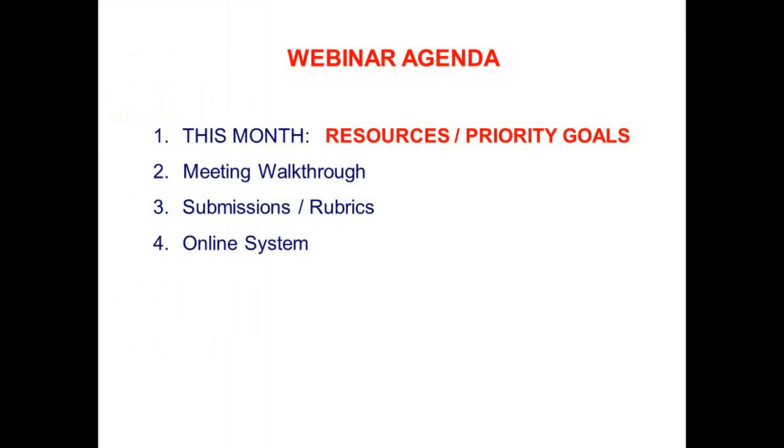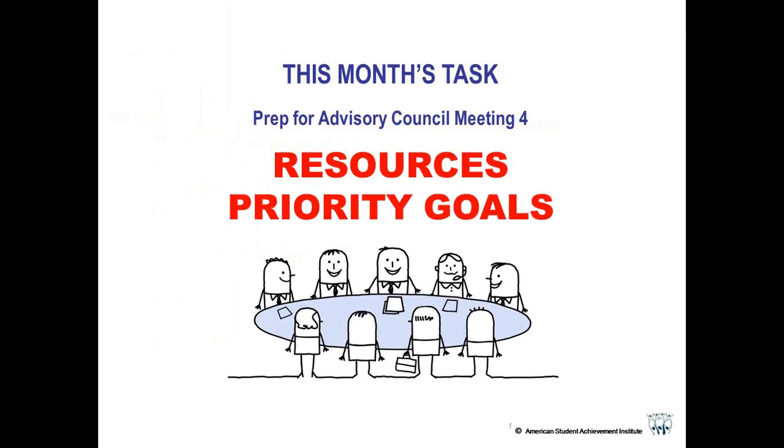Okay, so this is our agenda for this webinar. We'll be looking at this month's topic, which we just said. We'll do a meeting walkthrough. We're going to look at the submissions and the rubric guidance for those submissions, and then we'll also look at the online system. So this month we're talking about expanding our resources, especially time, and then narrowing down our goals into a few priority goals.